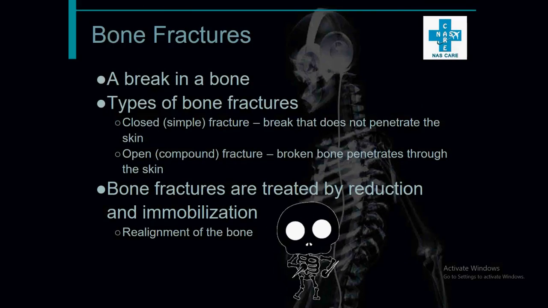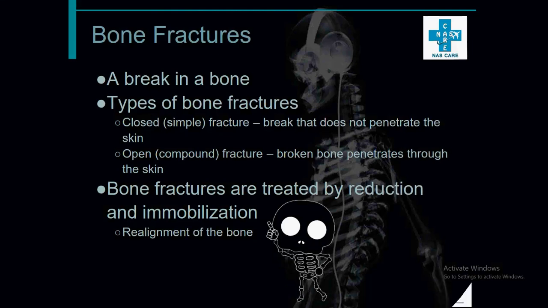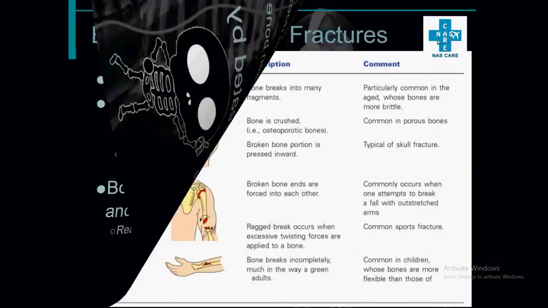Bone fracture: a break in a bone. Types of bone fractures: closed fracture and open fracture. A closed fracture is simple, and an open fracture is compound. In the simple closed fracture, the break does not penetrate the skin, but in the open fracture, the broken bone penetrates through the skin. Bone fractures are treated by reduction and immobilization, the realignment of the bone, which orthopedic doctors do.